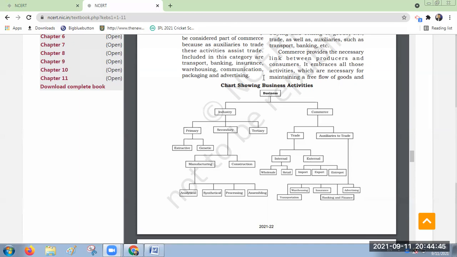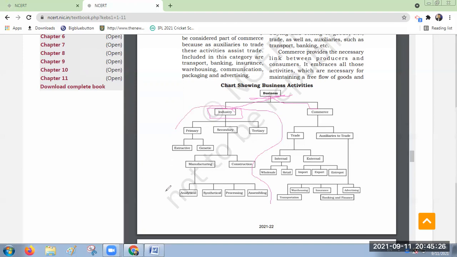Now you see, business is divided purely into two types: industry and commerce. Industry means where goods and services are produced. Did you understand? Yes, sir. Where goods are produced, as in our example, you have a factory. A factory is an industry. You are producing goods and selling them with a profit motive. Please remember, profit motive is important.